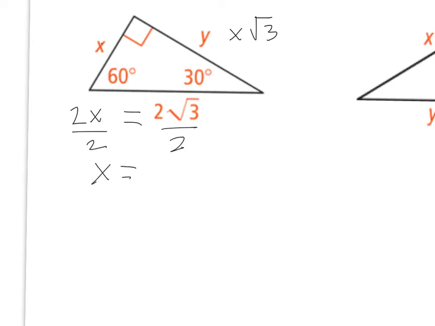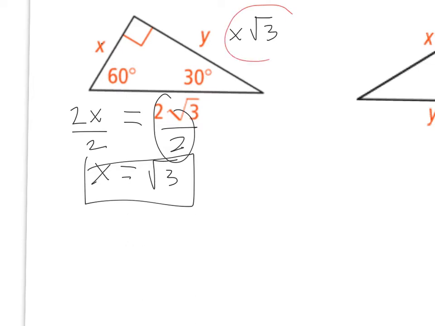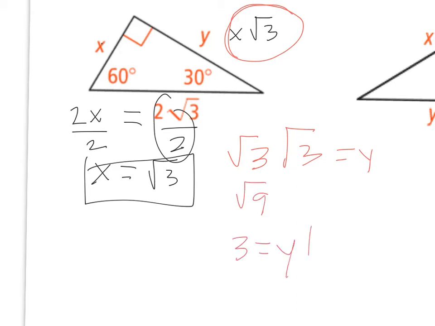So x would be equal to, these two simplify to just be square root 3. So that's my x value. Now to figure out my y value is this ratio right here. So that's taking my x value times square root 3. Square root 3 times square root 3 is going to be the square root of 9. The square root of 9 is 3. So y is equal to 3 for this one.